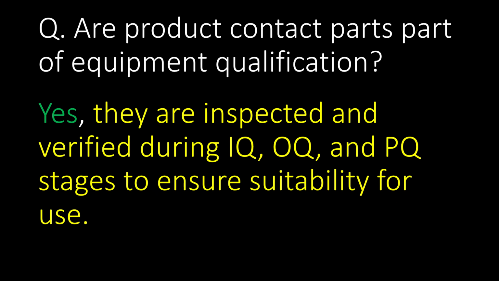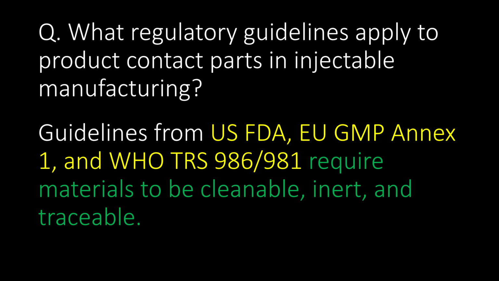Are product contact parts part of equipment qualification? Direct answer is yes. They are inspected and verified during IQ, installation qualification, OQ, operational qualification, and PQ, performance qualification stages to ensure suitability for use. What regulatory guidelines apply to product contact parts in injectable manufacturing? Guidelines from US FDA, EU GMP Annex 1, and WHO TRS 986 or 981 require materials to be cleanable, inert, and traceable.